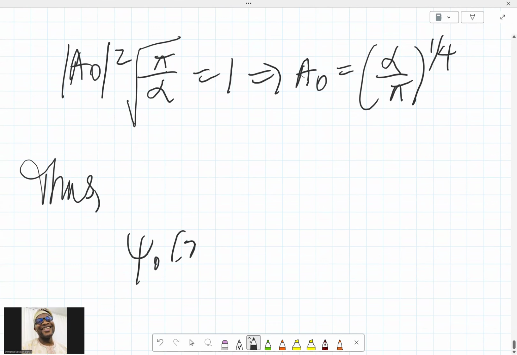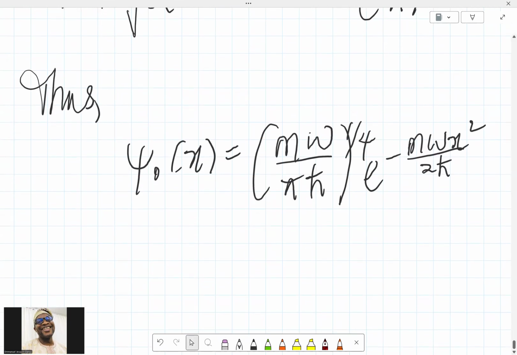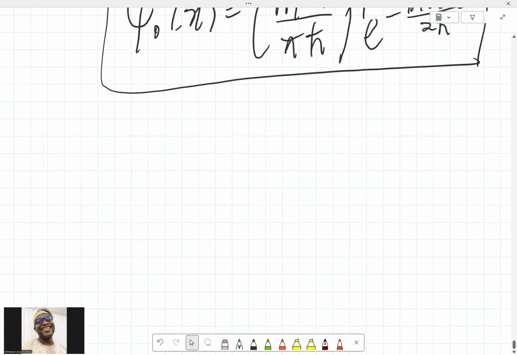phi naught of x is equal to (m omega over pi h bar) raised by 1 over 4, times e raised by minus m omega x squared all over 2h bar. And that's where it ends. And then we can talk about the interpretation.